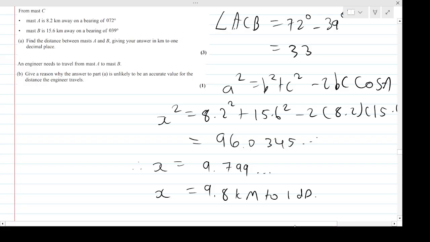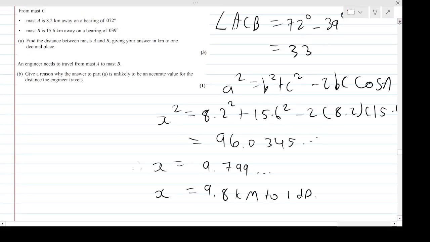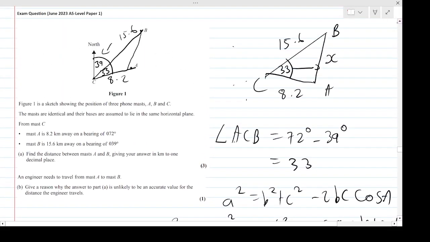Then it says an engineer needs to travel from mast A to mast B, i.e. the length we calculated, the 9.8. Give a reason why the answer to part A is unlikely to be an accurate value for the distance the engineer travelled. So yeah, these questions are a bit boring, I can't lie. They're very typical, usually thrown to one marker like this with a real life problem. So why would my answer not be realistic? Probably many reasons you can come up with.